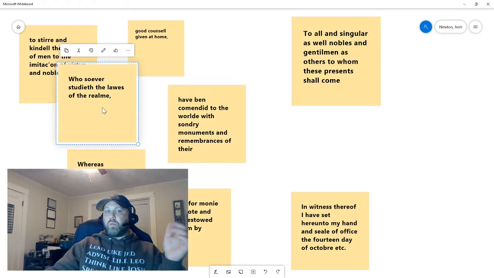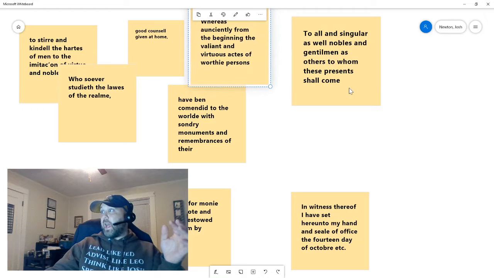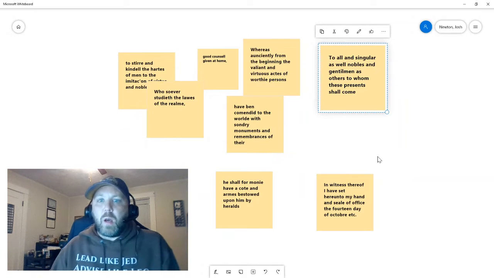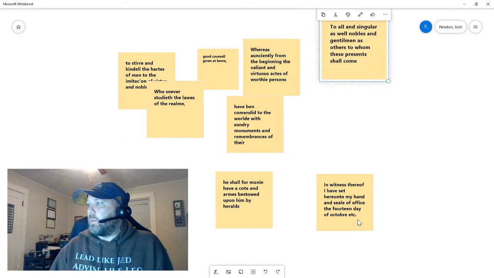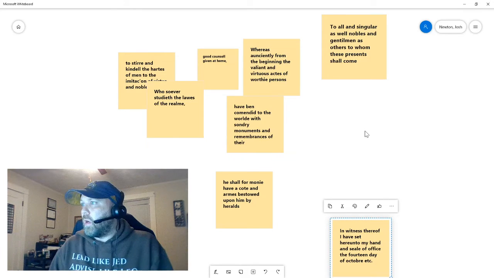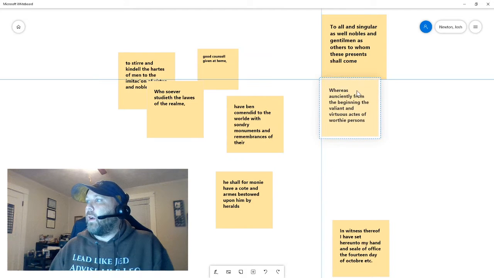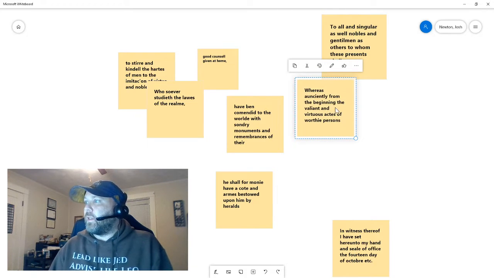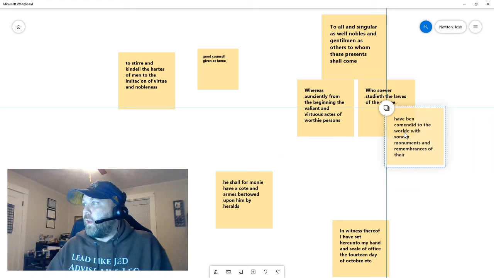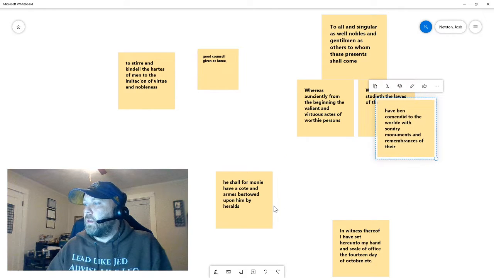And so when we're trying to decide what happens next, let's scoot this up, and I'm going to scoot this down. We're going to fill in all this gap in the middle here. I think the "whereas anciently from the beginning of the valiant and virtuous acts of worthy persons" chunk goes next. And then probably this "whosoever studies the laws of the realm." We can fit in the "have been commended," "sundry monuments," right?